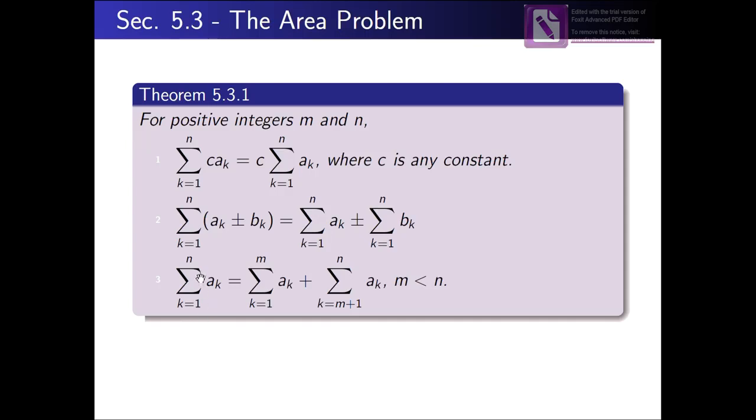starting from 1 to n, this will be summation of ak where k starting from 1 to m, then plus summation of ak where k is equal to m plus 1 to n, where m is less than n. So from here you can divide the summation in two parts. The first one from k starting 1 to m, then the second one k starting from m plus 1 to n.